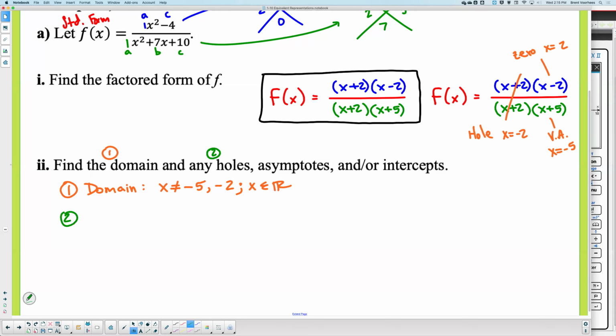Yeah, we had a hole at what value of x? Now a hole is going to be like a point. So, oh, there it is. So we need to find the y value, I'm sorry, the y value. Do you remember how to find the y value?